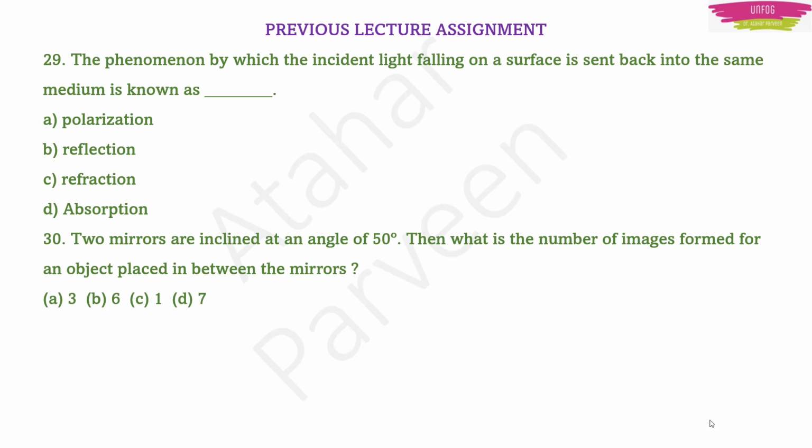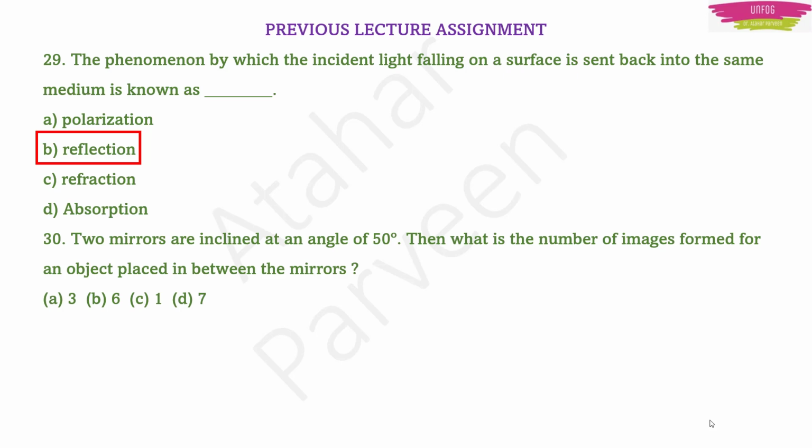Before that, I want to mention one important point regarding the previous lecture. These are the 2 questions which I asked as assignment in the previous lecture and I asked you all to comment the answers in the comment section. Here I want to clarify one point. Regarding question number 29, the phenomenon by which the incident light falling on a surface is sent back into the same medium is known as reflection. Okay, this is the answer.